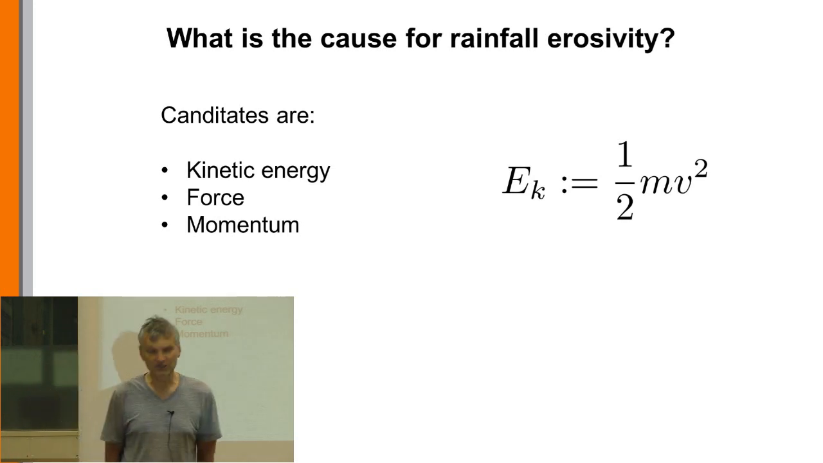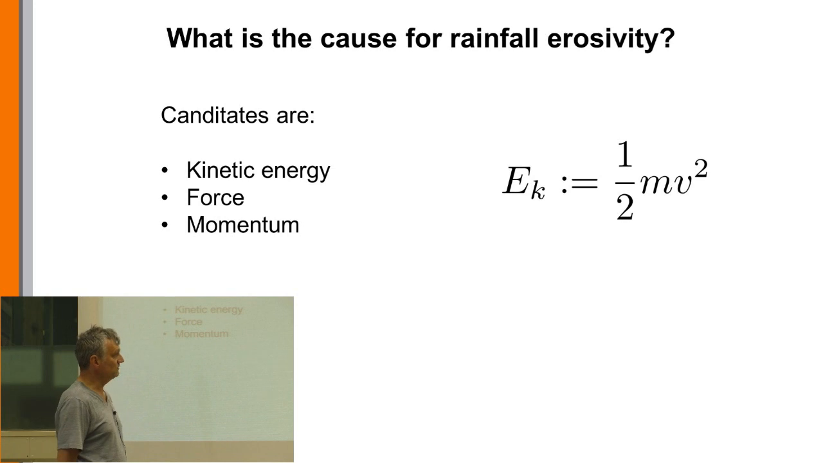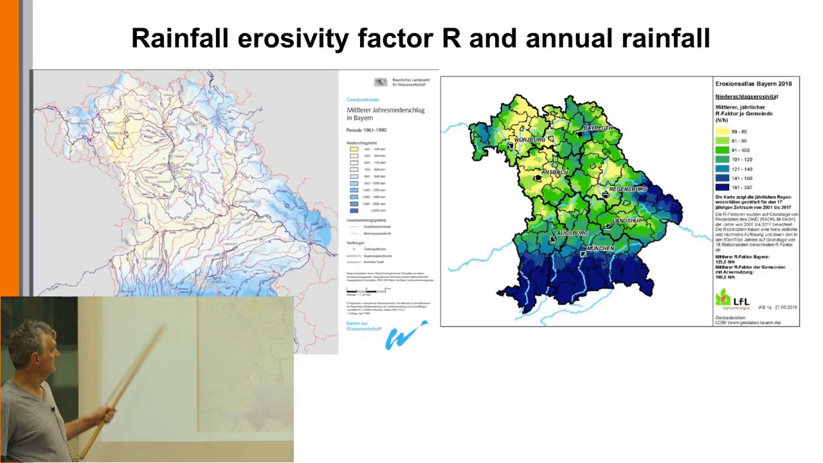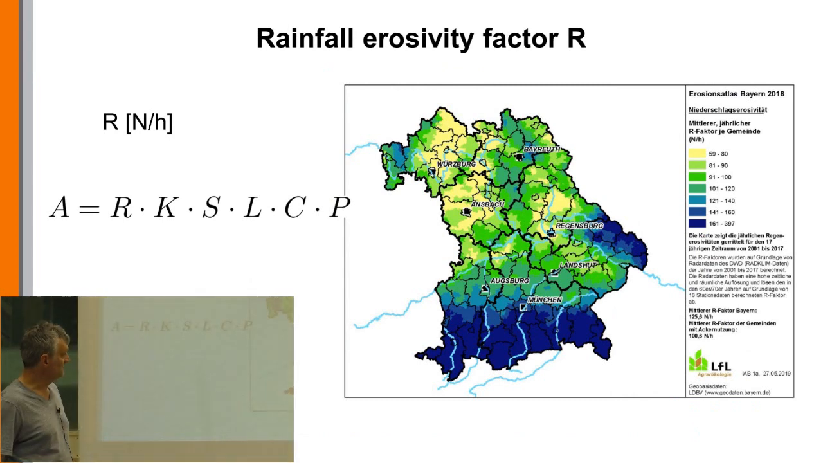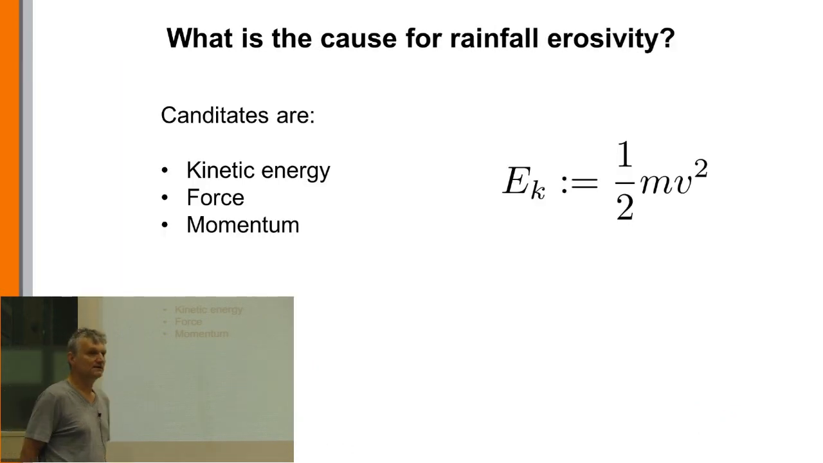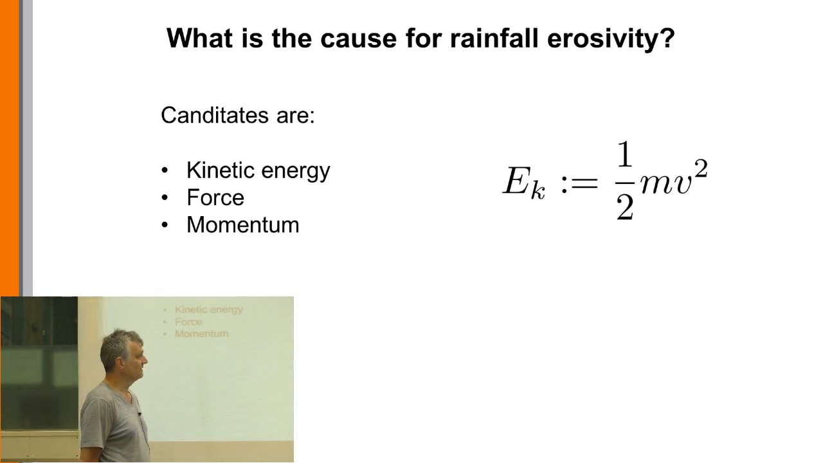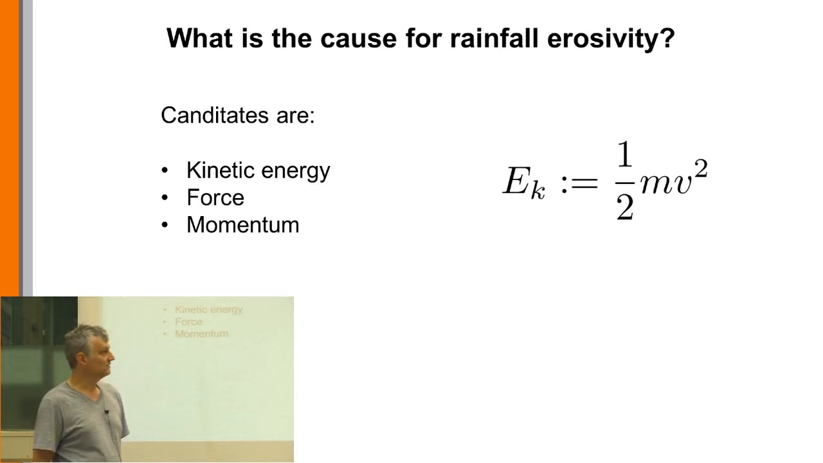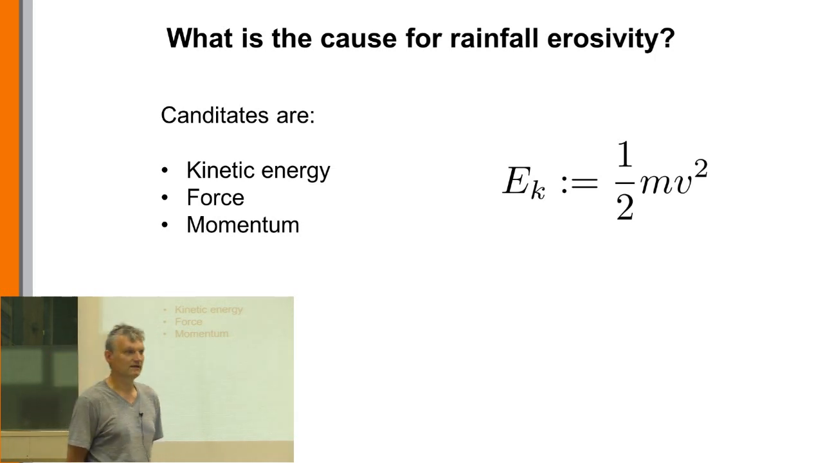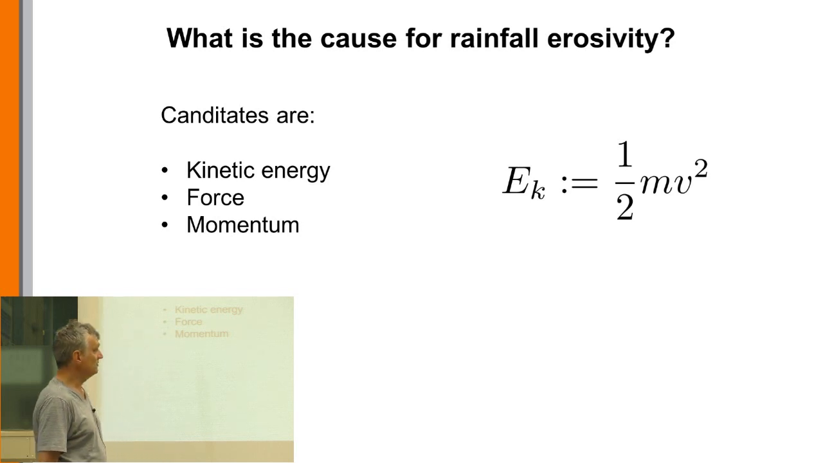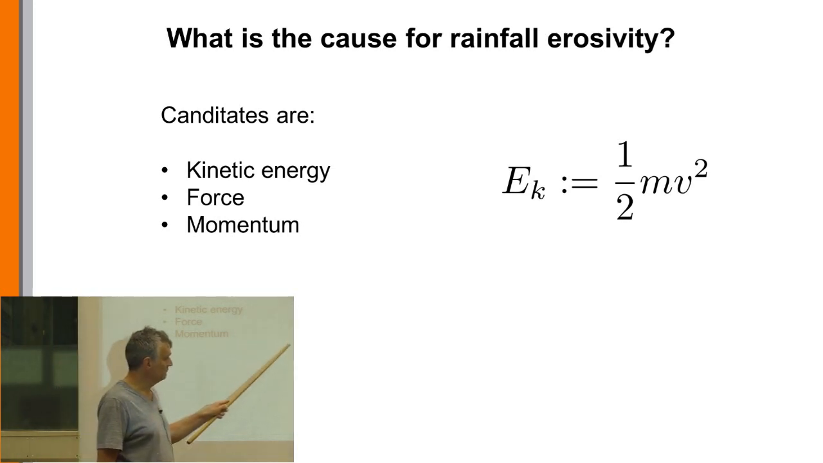In the beginning, Wischmeier and Smith, who are the founders of this equation, decided that it should be the kinetic energy. There's actually no physical reason for that, but they decided it should be kinetic energy, perhaps because energy is always the most well-known physical quantity, even for other scientists. When they think about physics, they normally think about energy. So I don't know whether this is correct. I doubt that this is correct, because we also have, for example, momentum.